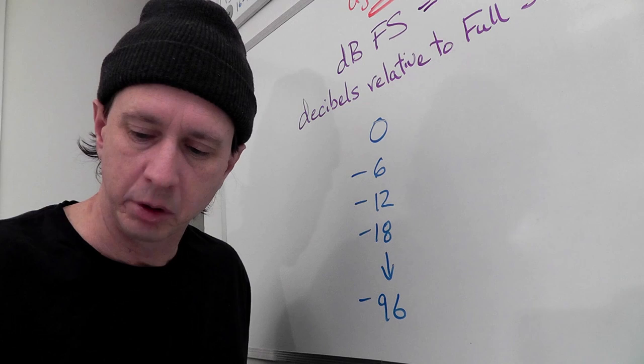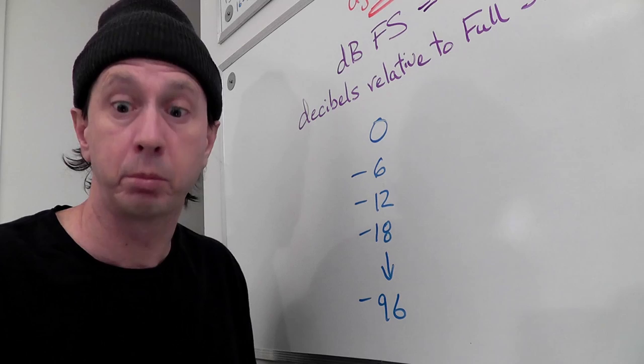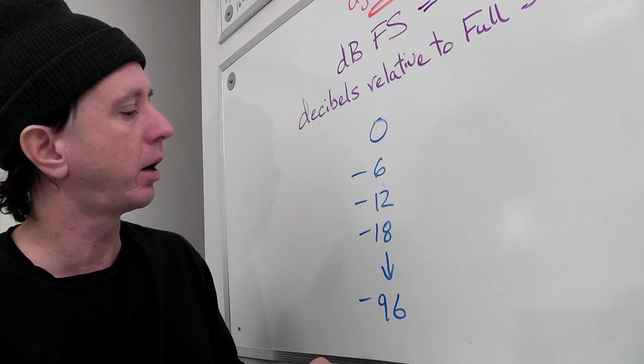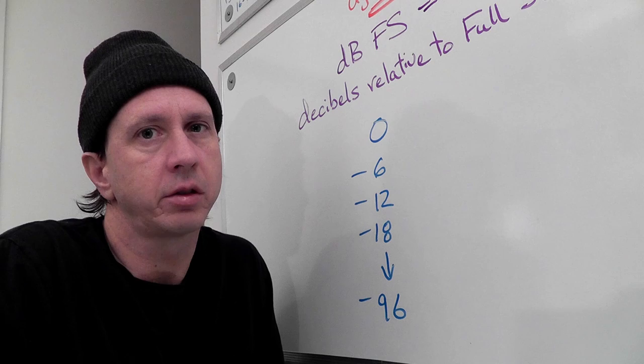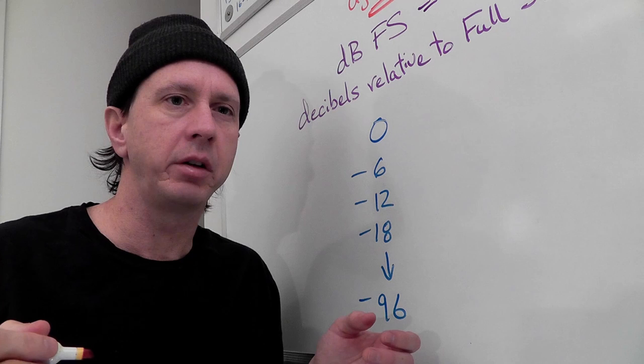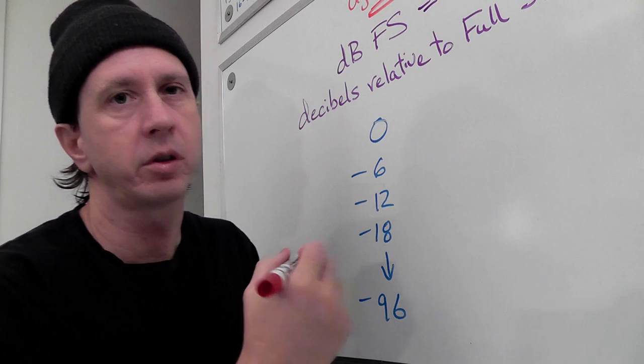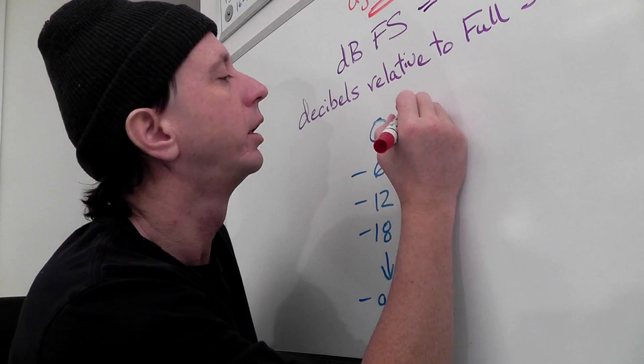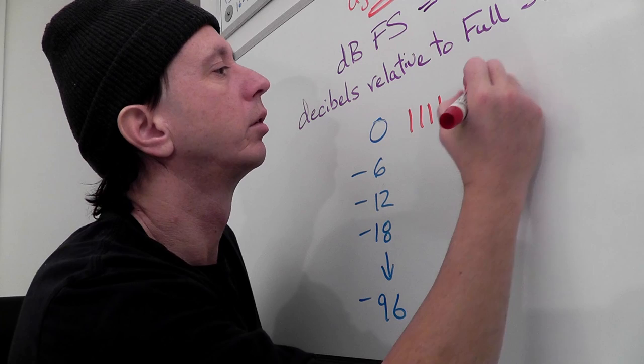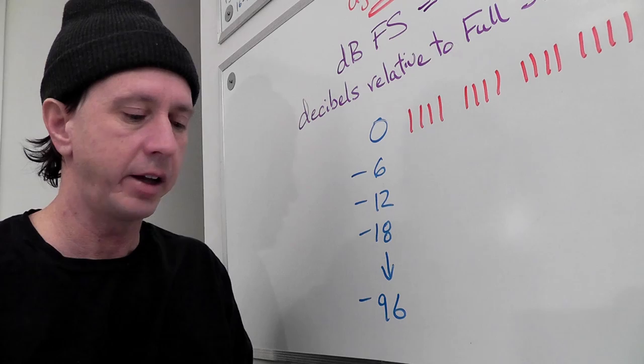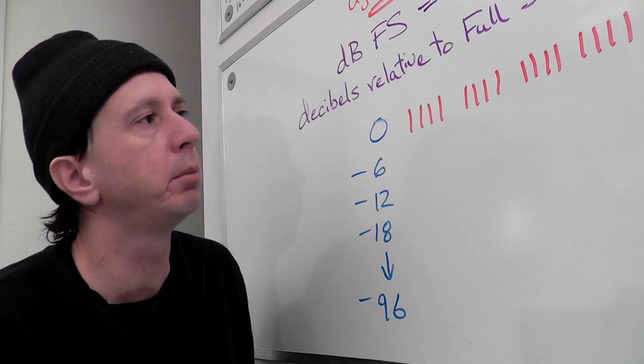So how does this relate to binary? You're probably thinking, why does binary come into this? Well, in our system, we're talking about 16-bit sample size, okay? What's the biggest number that you can have in 16-bit binary? Well, it's 65535 in terms of base 10, but in binary, it's 16 ones. Okay, that is the largest possible number that can be represented in base 2 in a 16-bit word length.